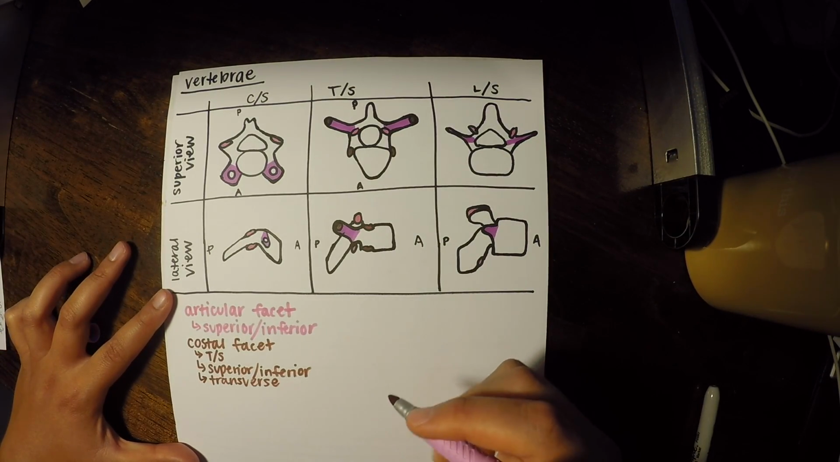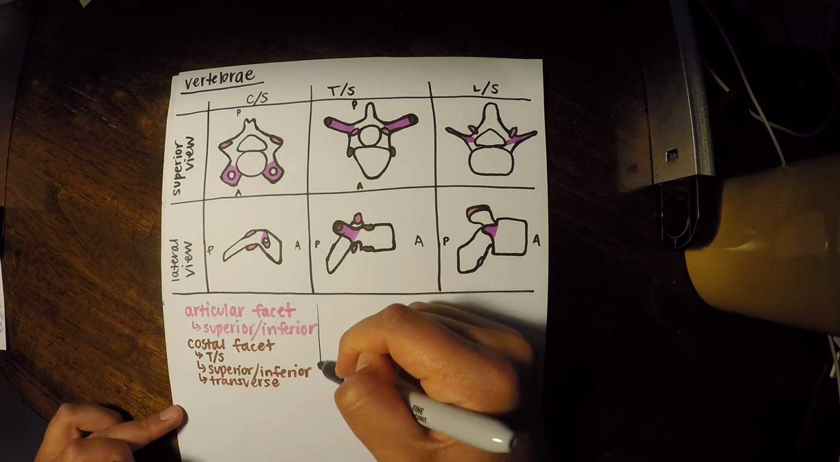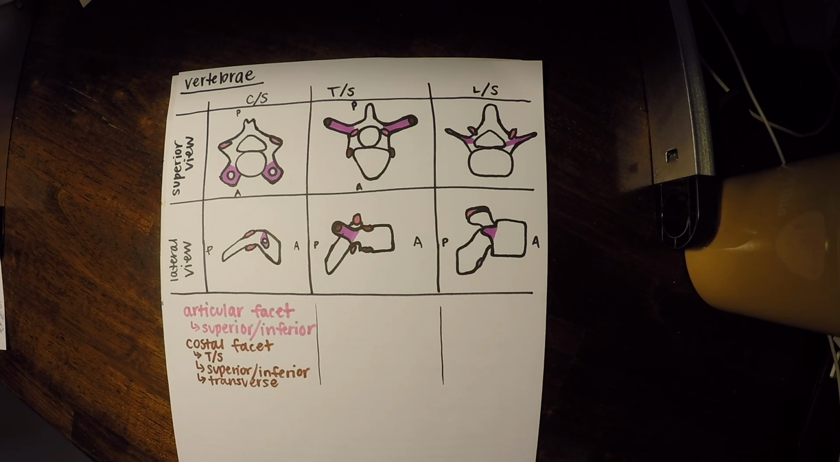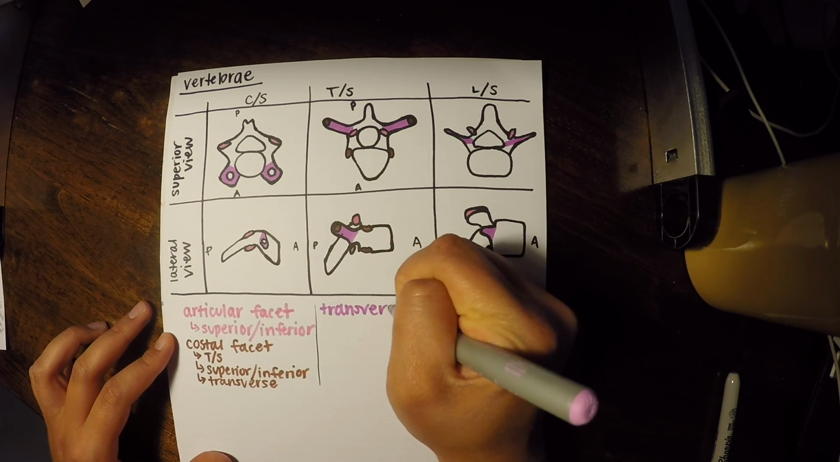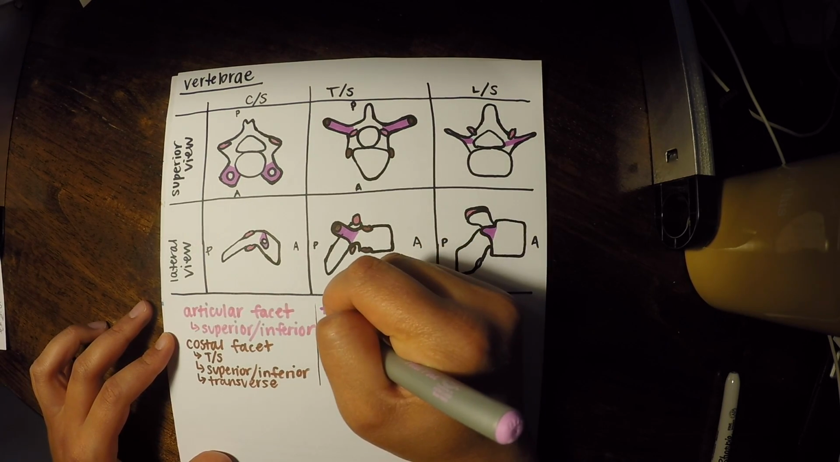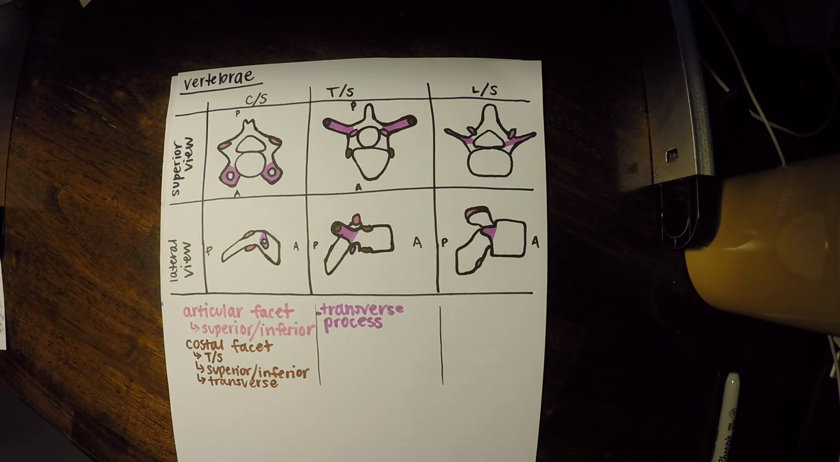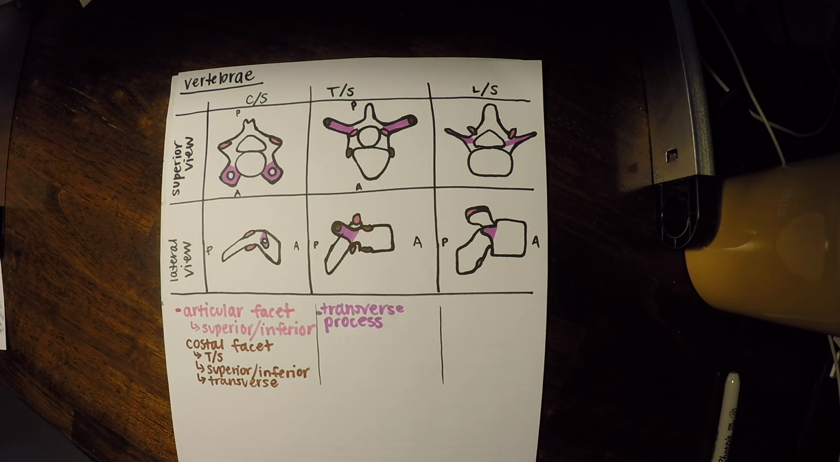So let's write down our label for that. I'm going to draw a little line here just to separate our labels. Transverse process. I'll add a little bullet next to them to make sure that we're paying attention to each separate term. All right, so transverse process is the thing that sticks out to the sides.